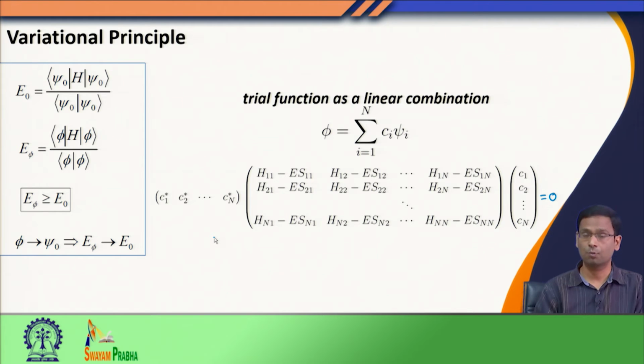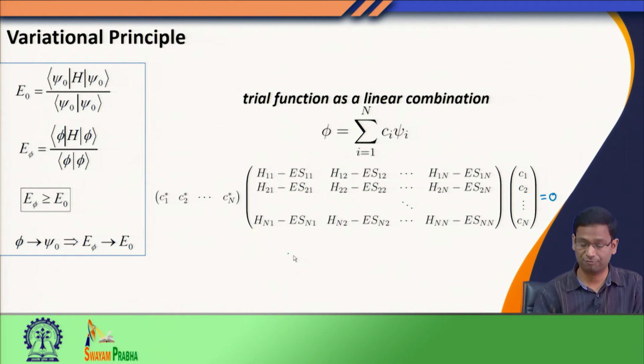In other words, when we take the trial function as a linear combination of functions, we have to construct this n by n matrix and then diagonalize it, because the solution is essentially diagonalizing this matrix. Once we diagonalize it, the eigenvalues would represent the energies, and the eigenvectors would represent the coefficients C 1, C 2 up to C n.